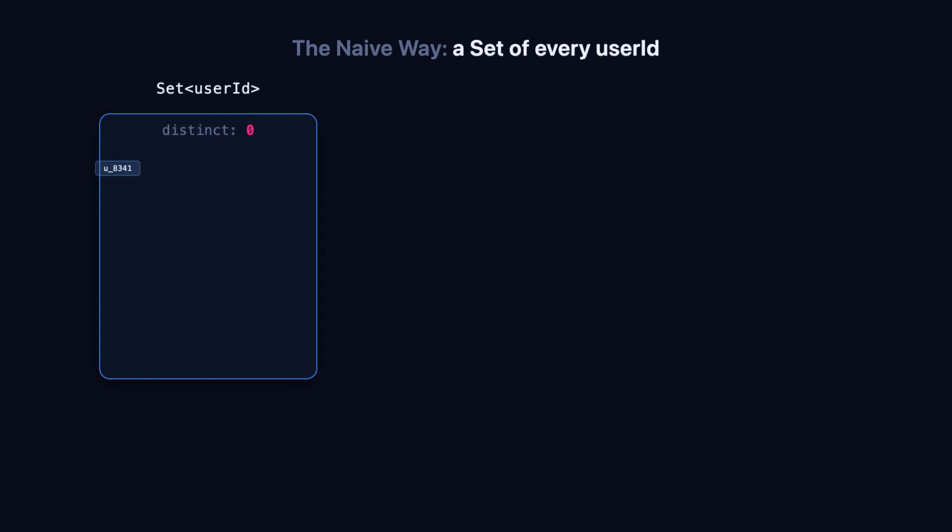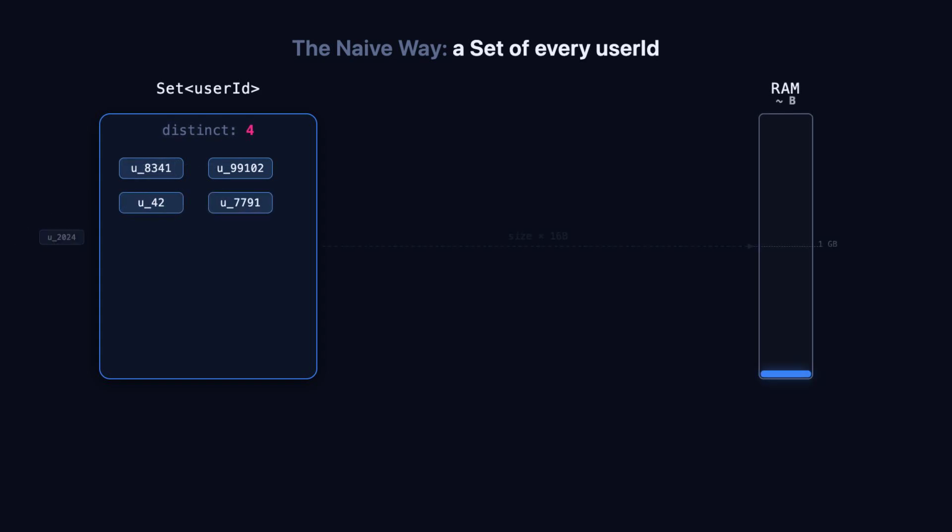The straightforward way to count distinct items is to keep a set. As each item arrives, add it. Adding an item that's already there is a no-op. At the end, the size of the set is your answer. It's exact. The cost is paid in memory.